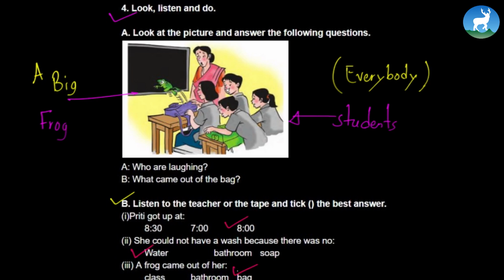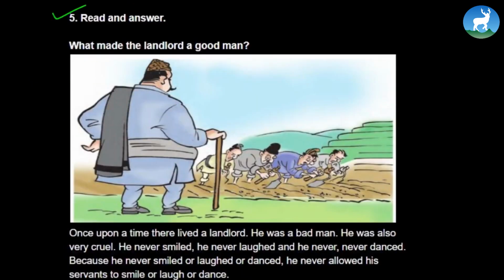Alright, so let's move on to the reading portion now. Okay, read and answer. What made the landlord a good man? So you're going to have to find out the reason. As you can see in the picture, there are farmers who are working very hard. And there's the big fat guy standing in front of them, probably very angry. So he doesn't look like a good man to me. Does he? Okay, let's find out what actually happens in the story.